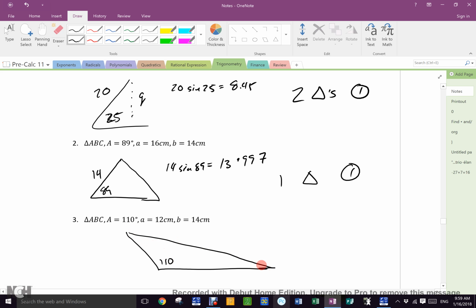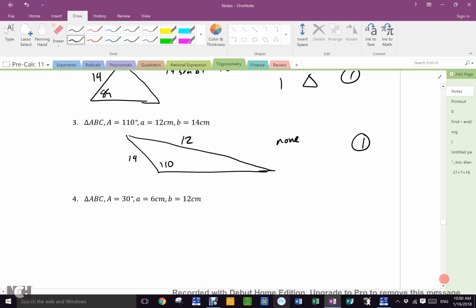And according to me right now, this would have to be 14 and this would have to be 12, yes? Well, how can that side be longer than that side? 110 has to be the biggest angle, doesn't it? And that side's 12. Everybody with me? So how many triangles? None.